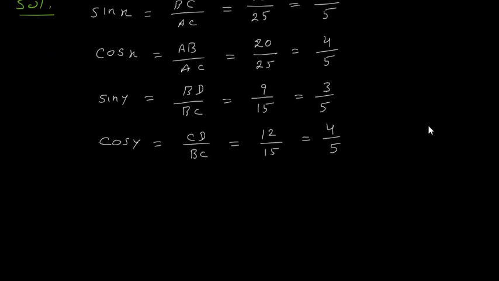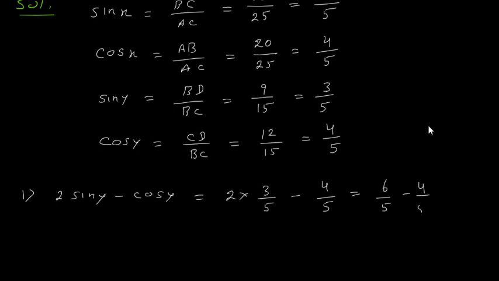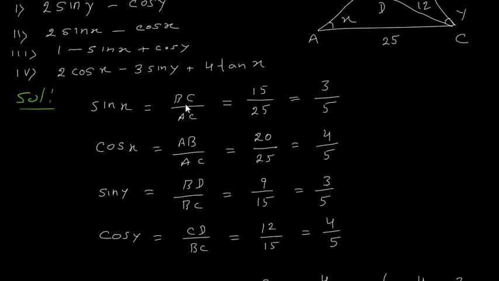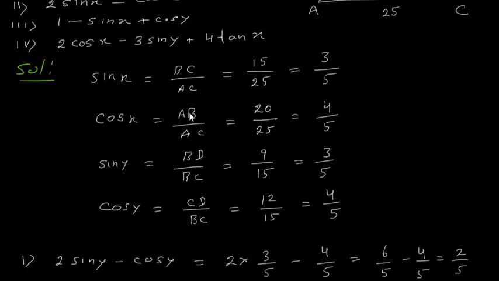So first is 2 sin y minus cos y. So 2 into the value of sin y, which is 3 upon 5, minus the value of cos y, which is 4 upon 5. So this is 6 upon 5 minus 4 upon 5. 6 minus 4 is 2. So this is 2 upon 5. This is the first problem. Second problem is 2 sin x minus cos x.